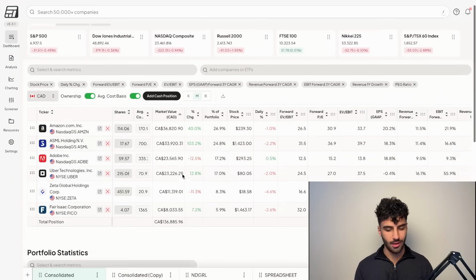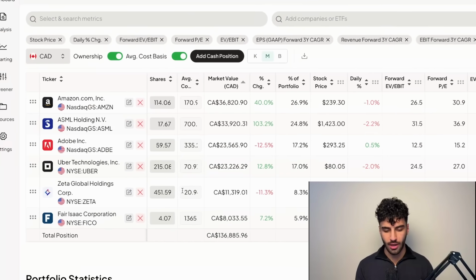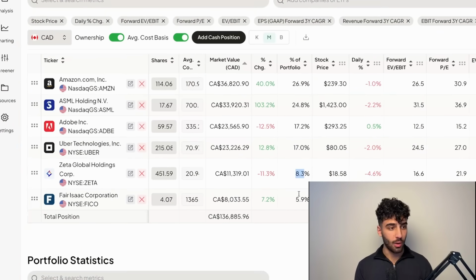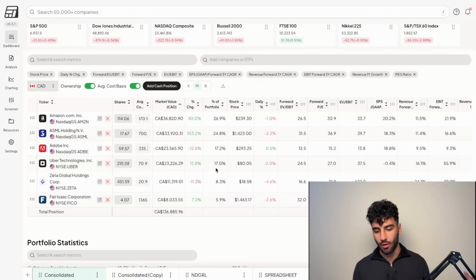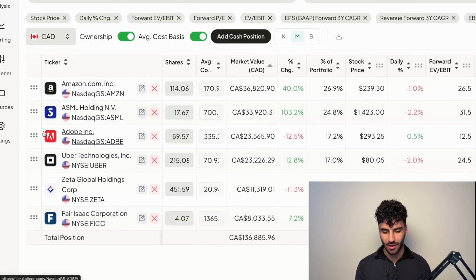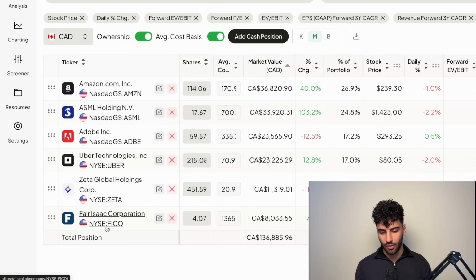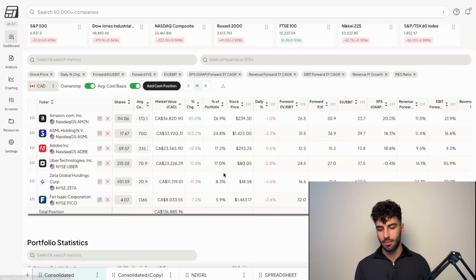But with that being said, more in terms of Zeta, I did in fact increase my position ever so slightly. I put about $1,000 more into it. It now represents roughly 8.3% of my portfolio. I have about 450 shares, and I'm continuing to buy this business over some of my other ideas that I also think are undervalued. To be honest with you, everything from Adobe down, all these 4 different companies, I'm kind of interested in buying a little bit more of.